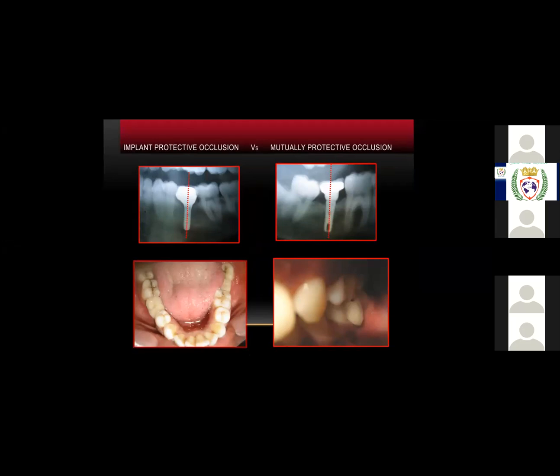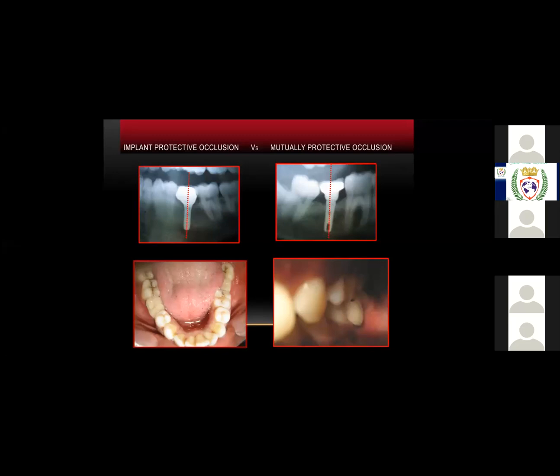So we had a discussion about what type of occlusion should be given. In the past, implant protective occlusion was the big concept which was given earlier when we did our post-graduation. We used to strongly believe in implant protective occlusion, which is basically a lingualized occlusion, where lingual cusp tips will touch the central fossa of the opposing tooth. That's a popular type of occlusion which we used to give, but eventually things have changed now.